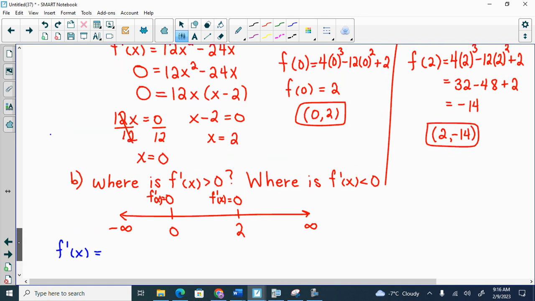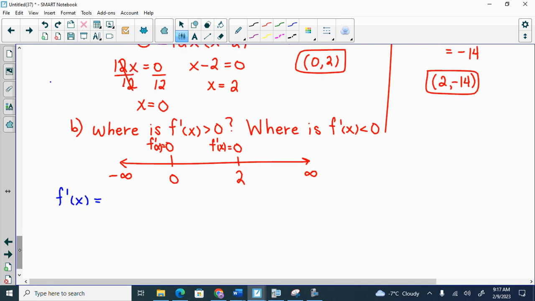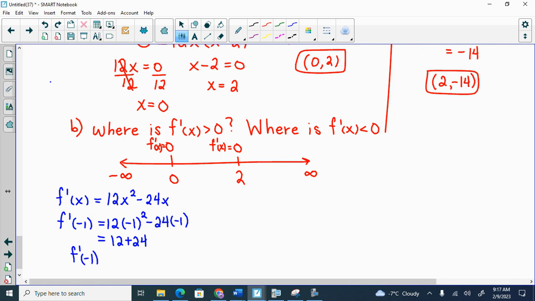What was f prime of x? 12x squared minus 24x. Now you can pick anything less than 0. I'm going to pick negative 1. If I have a choice of 1s, that is what I will pick every time. So negative 1 squared is positive 1 times 12 is 12 plus 24, so it's 36, which is positive or negative? Positive, right? Positive 36. So it means f prime of x is positive over there.